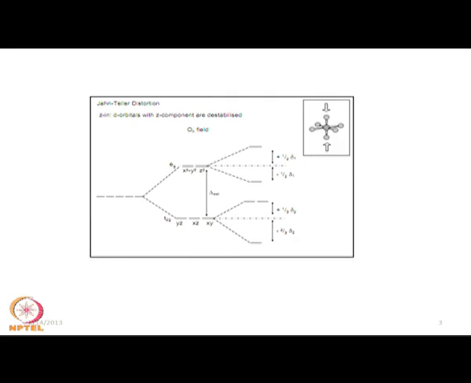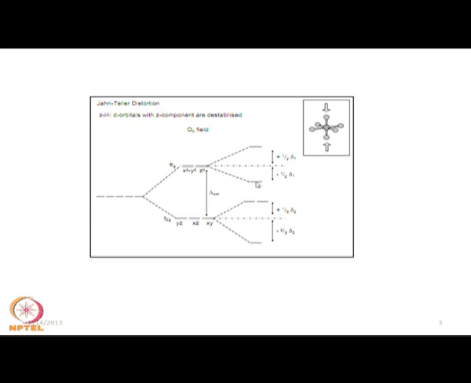So, this distortion further gives rise to the other situation, that means where we have the tetragonally compressed situation where the z components are destabilized, which is very much similar to what we have observed in case of the tetragonally elongated and tetragonally compressed situation. So, this is basically equivalent to the tetragonally compressed situation where these two orbitals, the z components, would be destabilized. That means, this will be the dz square orbital and this is the dx square minus y square orbital.